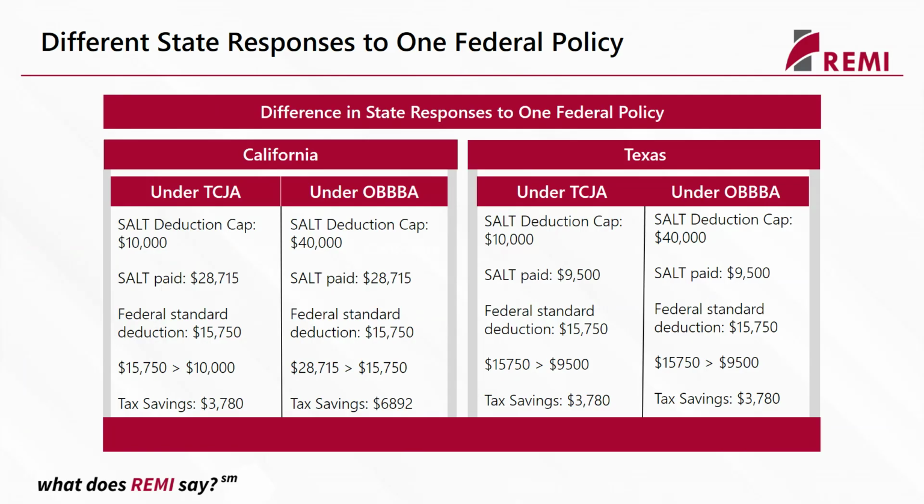Looking at Texas, the SALT deduction cap being 10K under TCJA and 40K under OBBBA, the SALT paid is $9,500 in both cases, and the federal deduction being $15,750. The SALT paid of $9,500 is less than the 10K cap, irrespective of the cap being extended from $10,000 to $40,000. Therefore, the standard deduction is more appealing than the SALT deduction, and the effect on the tax savings is quite minimal. It remains at $3,780. Now I'll pass it to Shane to walk us through the economic results.